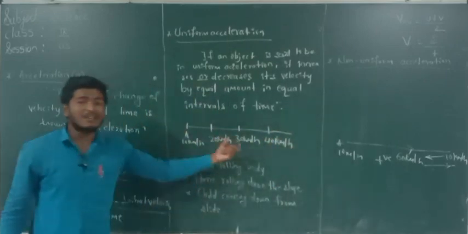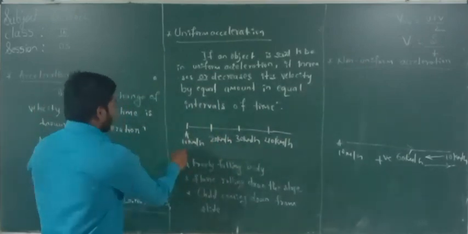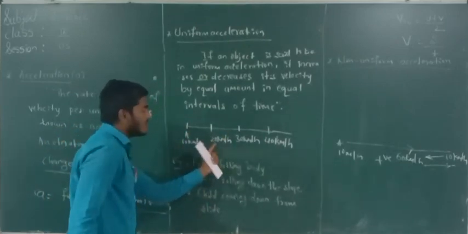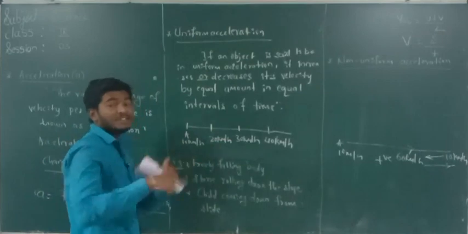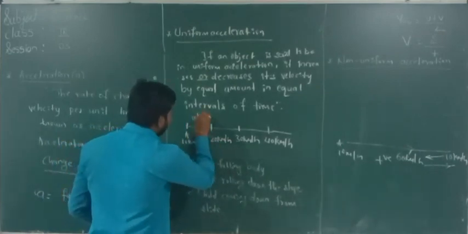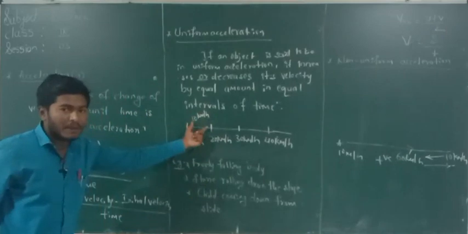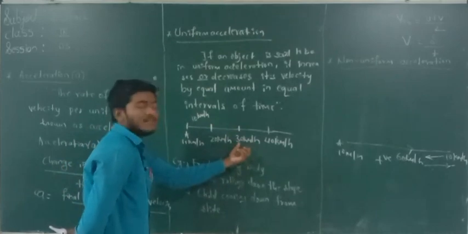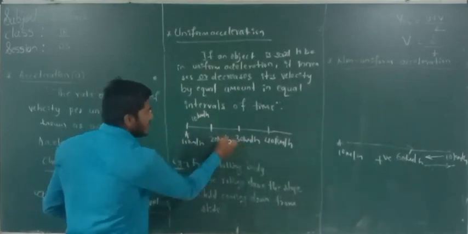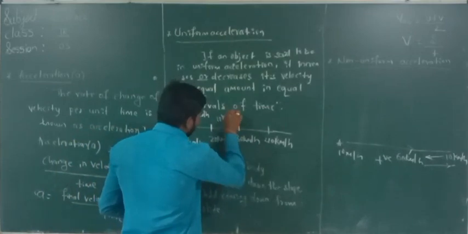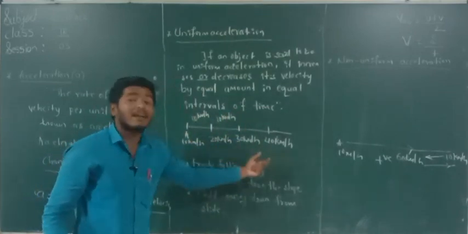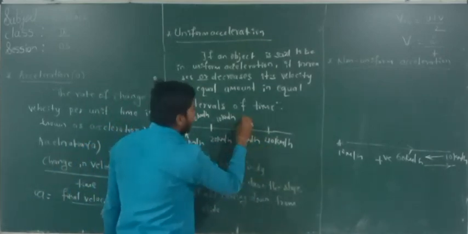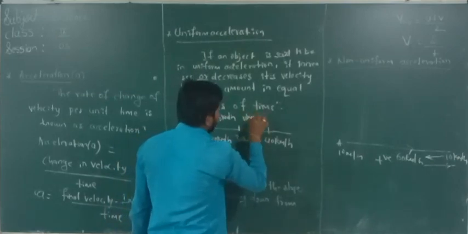See here, the change in the velocity in this example. It starts with the velocity of 10 km per hour. After 10 seconds, it attains the velocity of 20 km per hour. The change in the velocity here is 10 km per hour. Again after 10 seconds, it attains the velocity of 30 km per hour. Again the change in the velocity here is 10 km per hour. And again after 10 seconds, it attains the velocity of 40 km per hour. Again the change in the velocity is 10 km per hour.